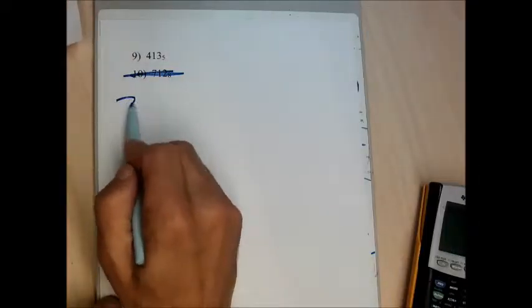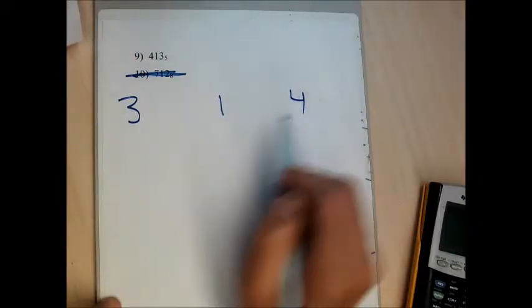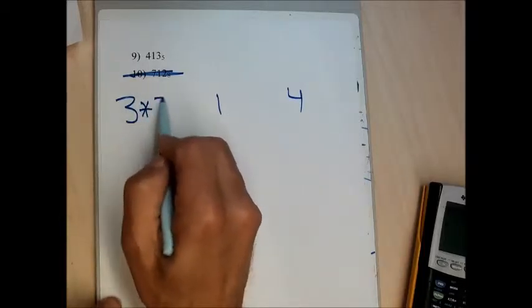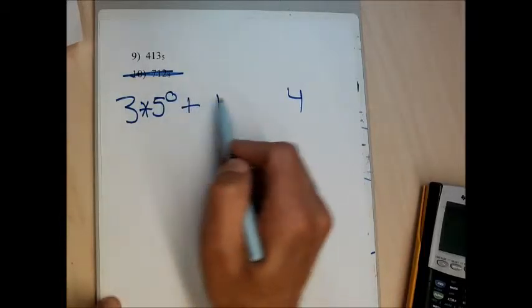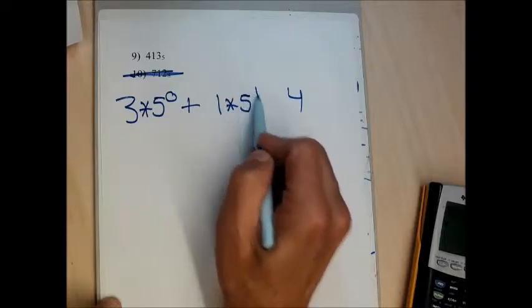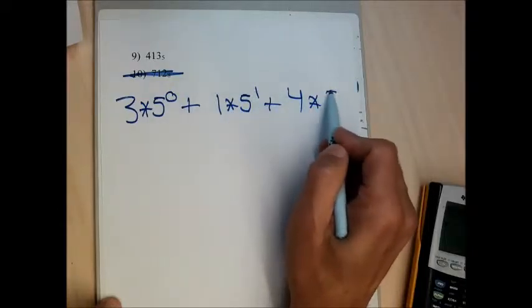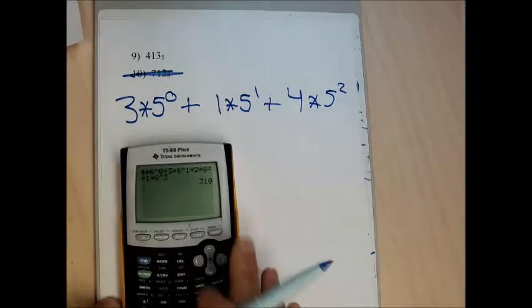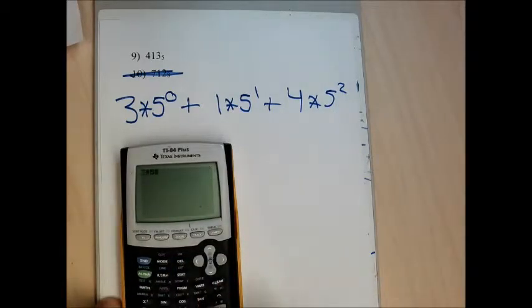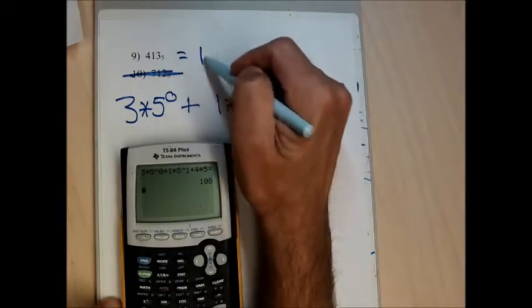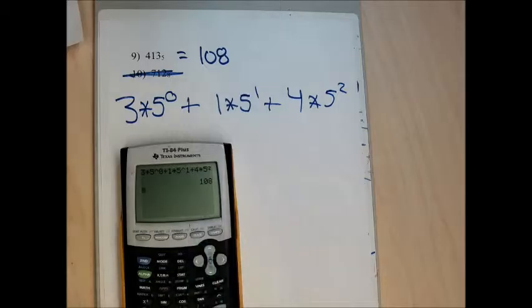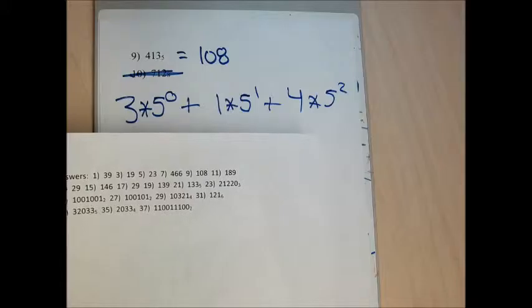For number 9, I'm going to write 3, 1, and 4. Write the number backwards. Then times 5 to the 0 plus 1 times 5 to the 1 plus 4 times 5 squared. No desire to do that by hand. I can definitely be more clever about pressing buttons on my calculator than I'm being. I could do some of the exponent work in my head, but I don't really need to. So I get 413 base 5 is equal to 108 base 10, and that matches up perfectly.